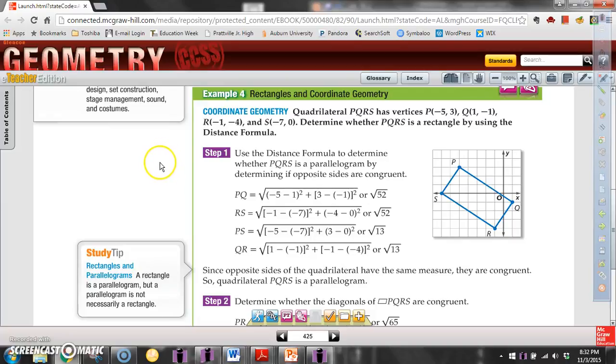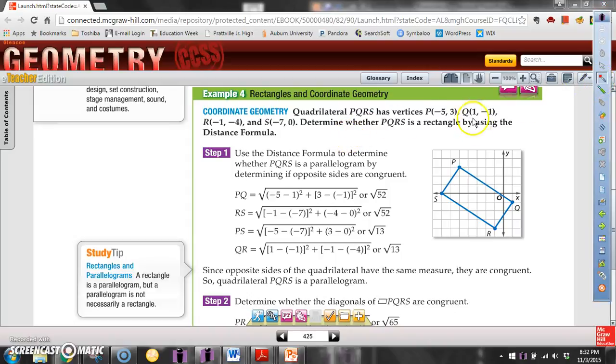All right, so for today's example problem, we're going to be going back and using two of those skills that we did yesterday in our bell ringer. The distance formula and slope formula will be used here to answer these questions. So for example 4, we've got quadrilateral PQRS with vertices given here. Determine whether PQRS is a rectangle.